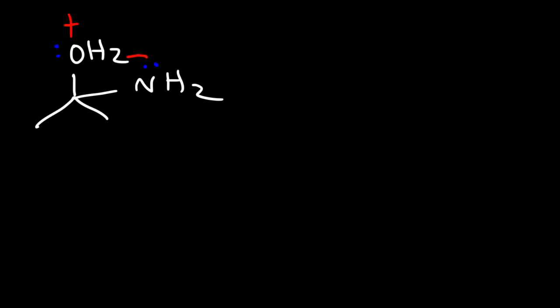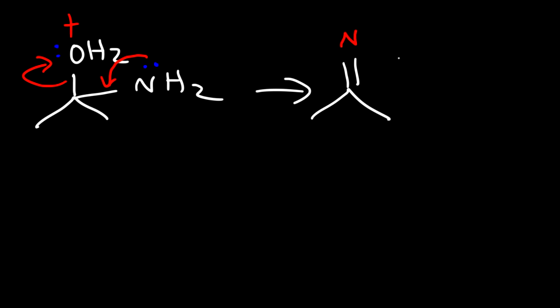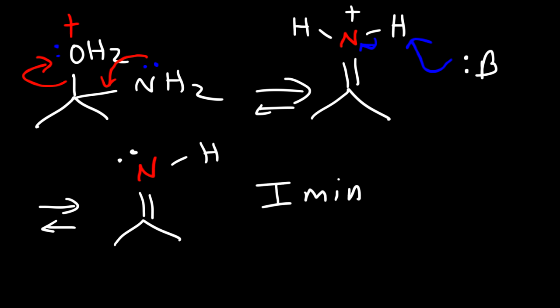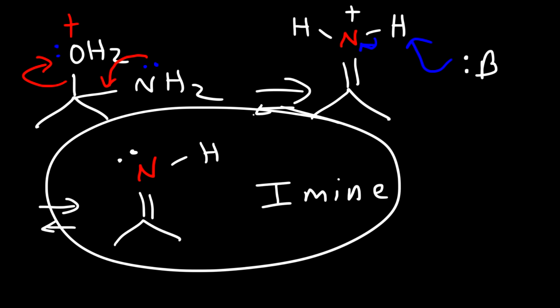Now the nitrogen atom is going to use its lone pair to form a pi bond, expelling water since it's now a good leaving group. And so at this point, what we have is a protonated imine. So the nitrogen atom has a positive charge. And then we could use the base in solution to take off a hydrogen atom from the nitrogen atom. And now we have our imine final product. And so that's one way in which you can propose a mechanism for the formation of an imine from a ketone. So now let's go over the formation of the enamine from a ketone.